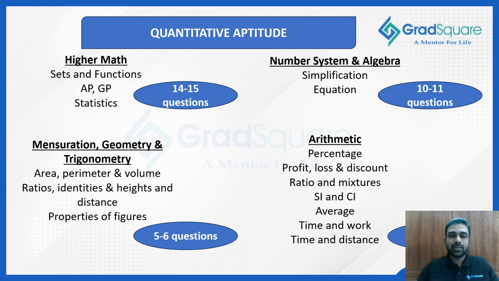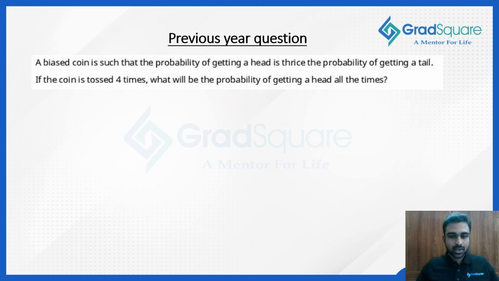So the next will be quantitative aptitude. Here the topics can be grouped into 4 modules, and the majority of the questions will be from 2 of these modules, where 60 to 65 percent of the questions will be dealt with. And the complexity level of the questions is of 10th standard level. One of the previous year questions has been pointed out here to understand the complexity level.